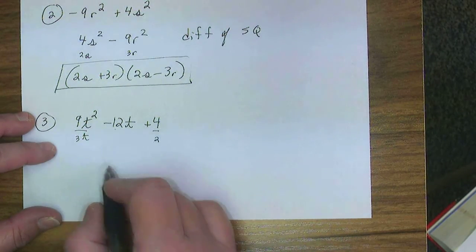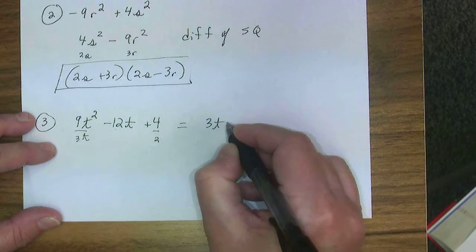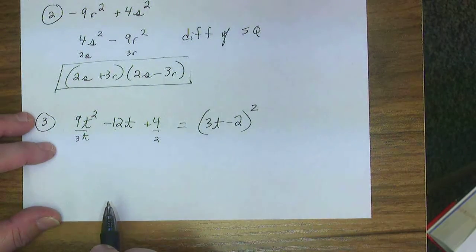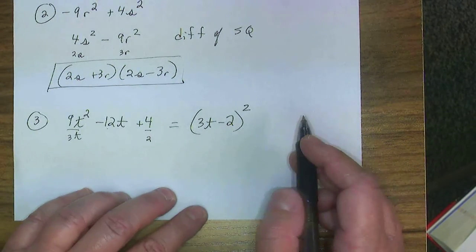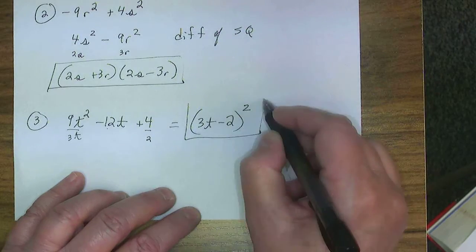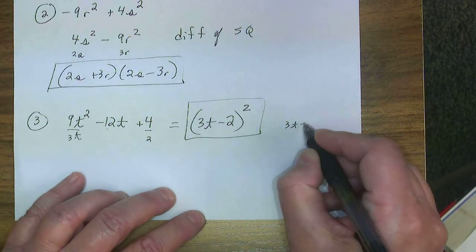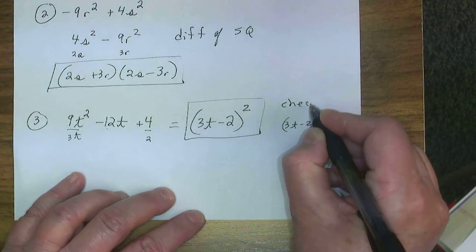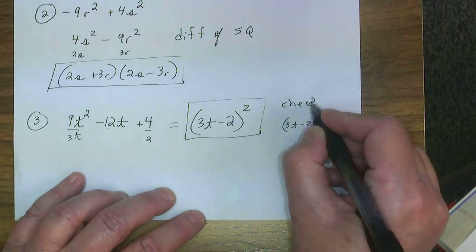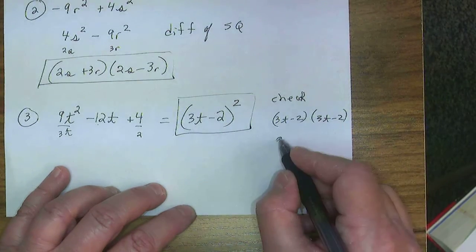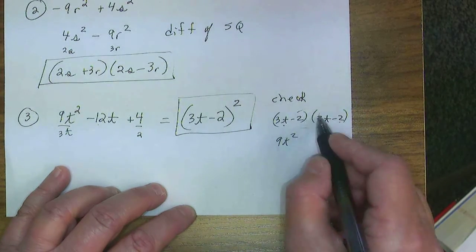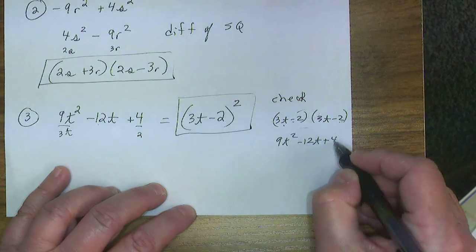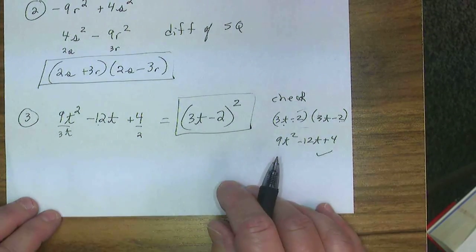So this is 3t minus 2 squared. Minus because the middle term is minus. When you check it by FOIL, by the way, that's your final answer. But that means 3t minus 2, 3t minus 2. Going to check that. 9t squared minus 6t minus 6t, that's minus 12t. The last is plus 4. So it does check out.